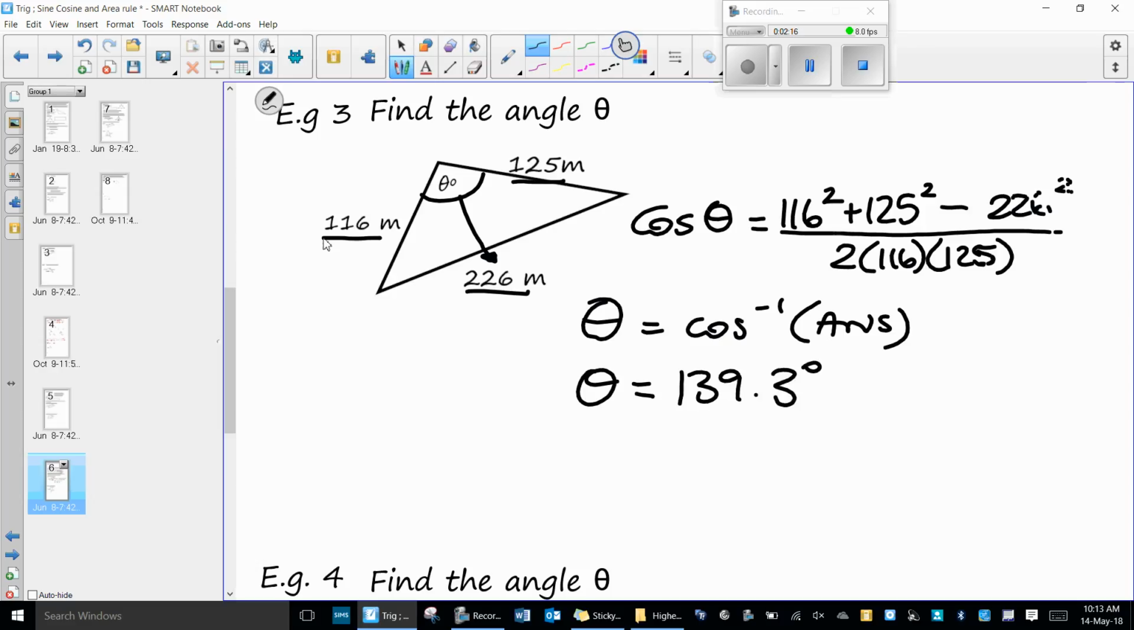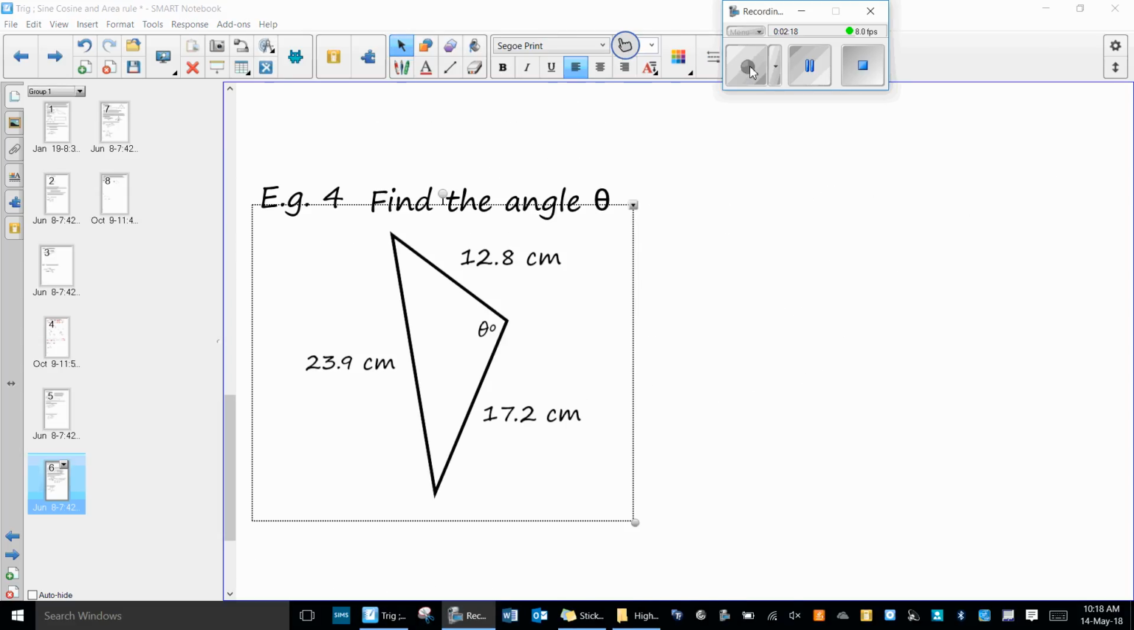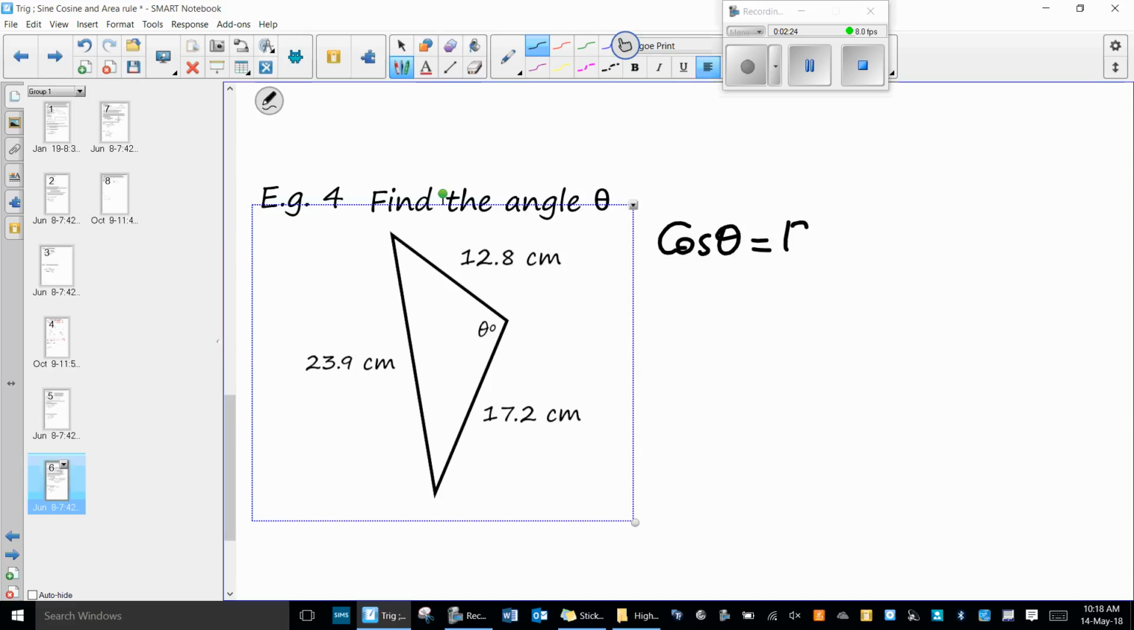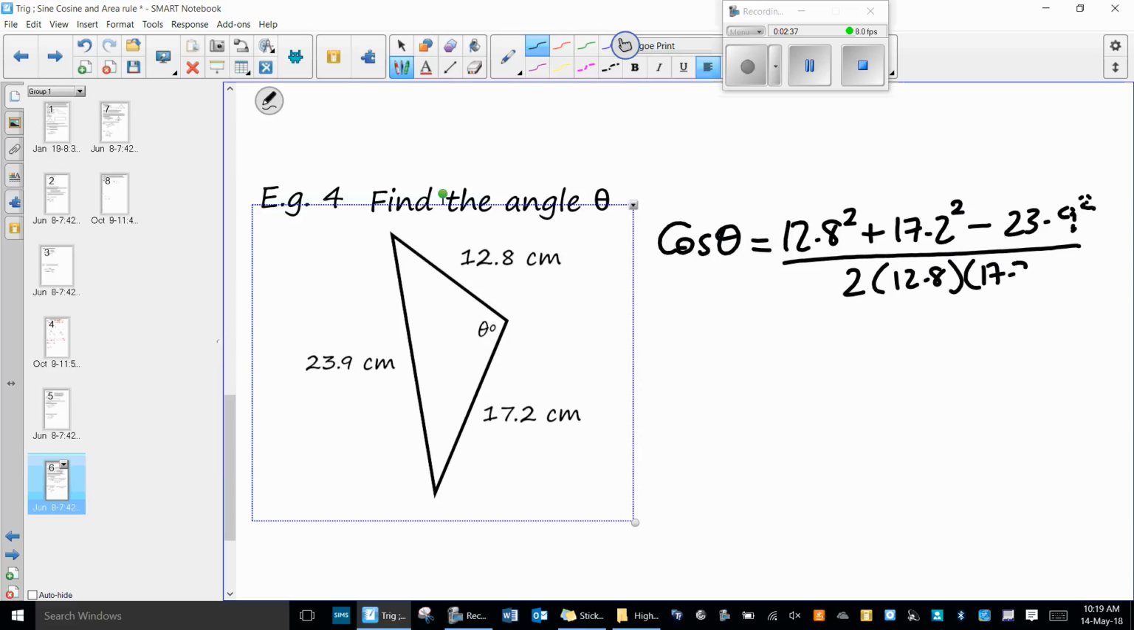All right, so we're trying to find angle theta, so we're going to have cos theta equals 12.8 squared plus 17.2 squared minus 23.9 squared over 2 times 12.8 times 17.2. Theta is cos to the minus 1 of that.